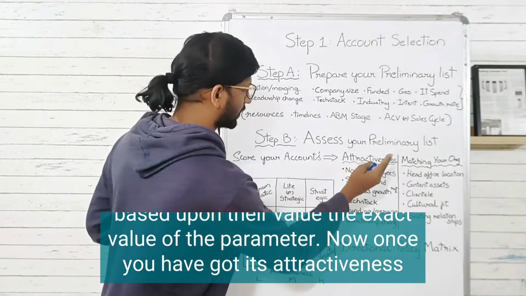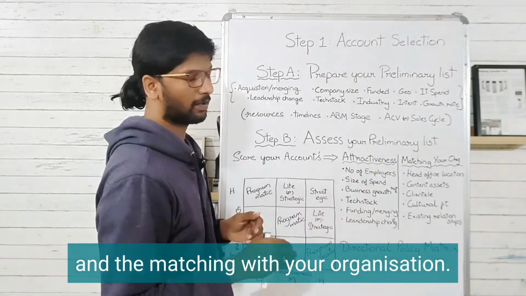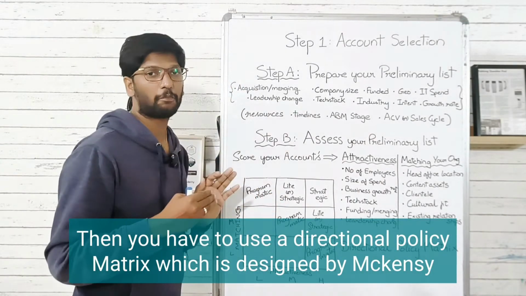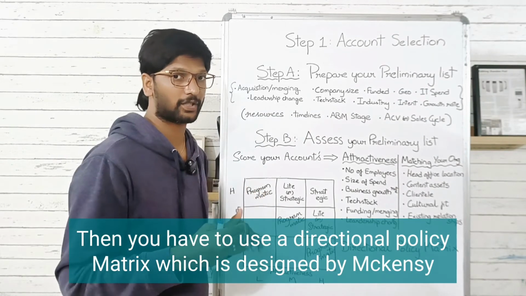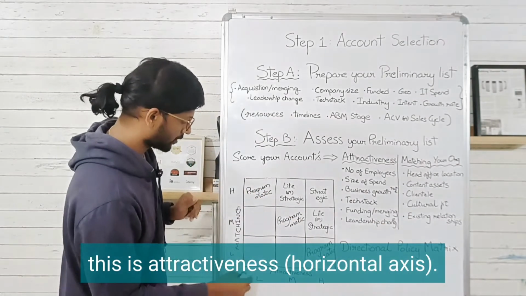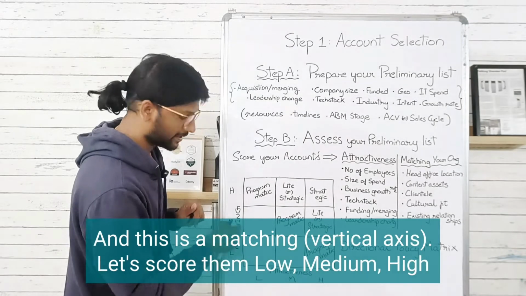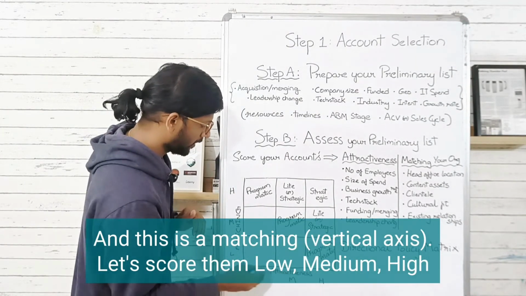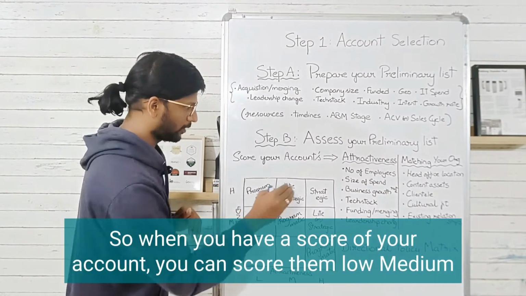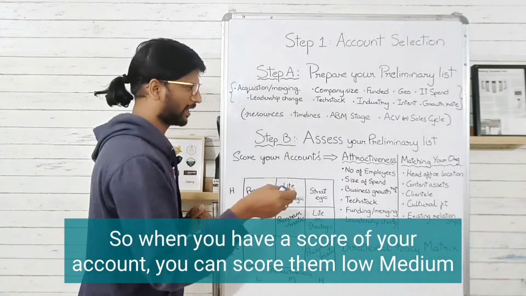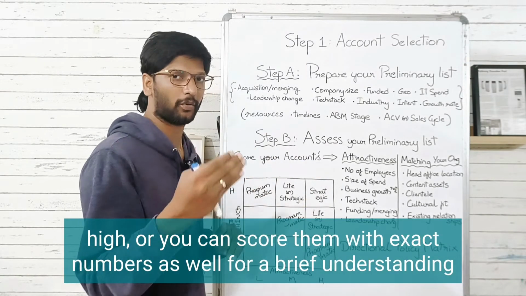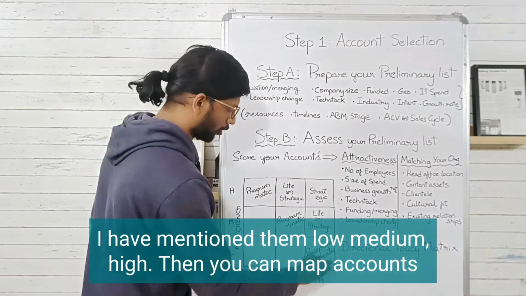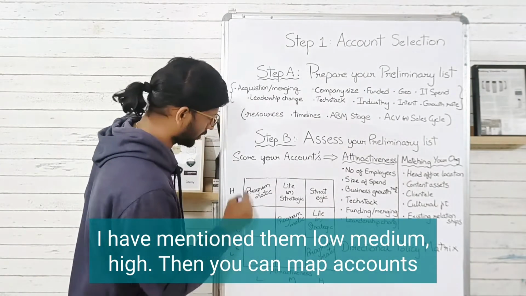Now, once you have got this attractiveness and matching with your organization, then you have to use a directional policy matrix, which was designed by McKinsey. So this is how it is. This is attractiveness, and this is your matching. Let's score them low, medium, high, low, medium, high. When you have a score for your account, you can score them low, medium, high, or you can score them with exact numbers as well. For a brief understanding, I have mentioned low, medium, high. Let's say 0 to 100, 0 to 100.